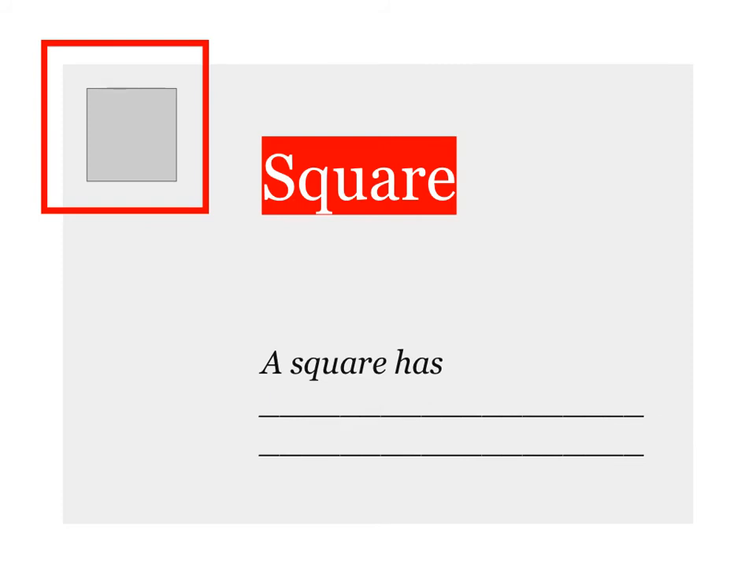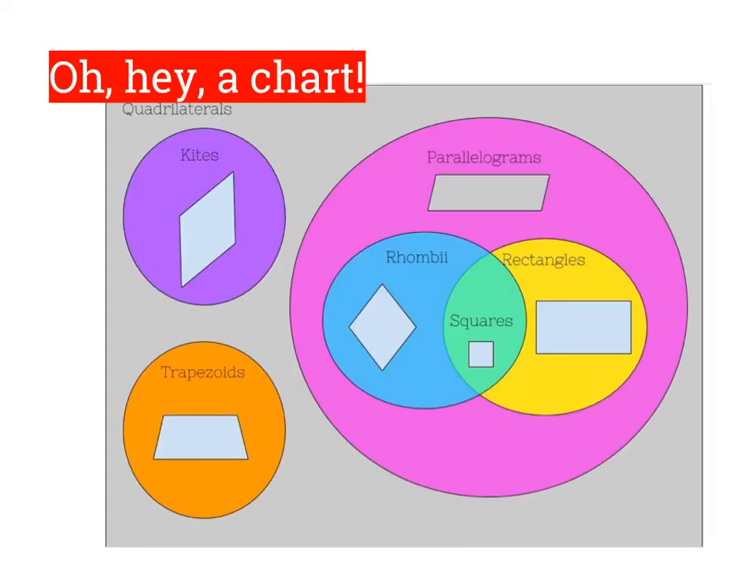A square then is kind of like a rhombus and a rectangle put together. So you've got four right angles, and you have all sides congruent. That was a lot.